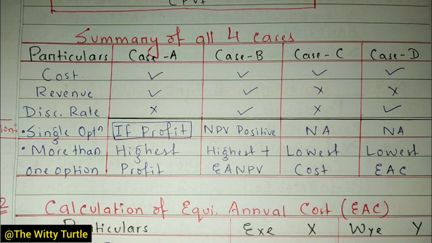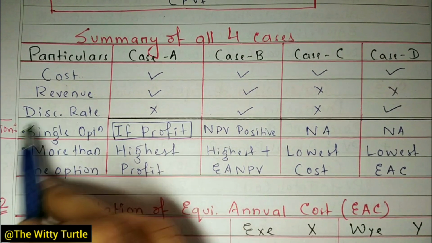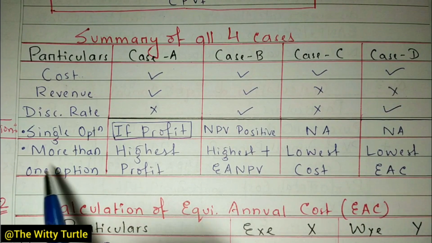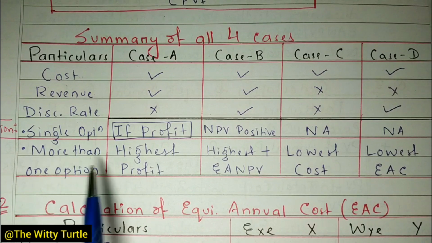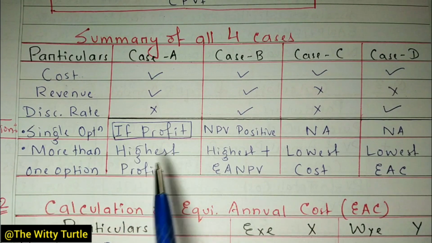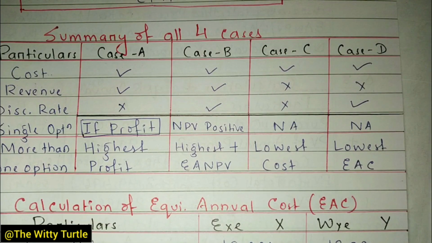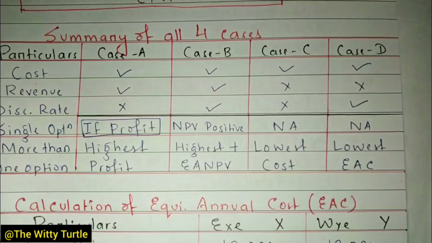Discounting rate if it is not given, then what you have to do? If it is a single option in the question, then you have to check whether that option is making profit or not, whether that option is profitable or not. If it is profitable, then you have to accept that, and if it is making a loss, then you don't have to accept that. And when you have more than one option, then you have to choose that particular option which is making the highest amount of profit, right? This was the easiest question, okay? Easy case.